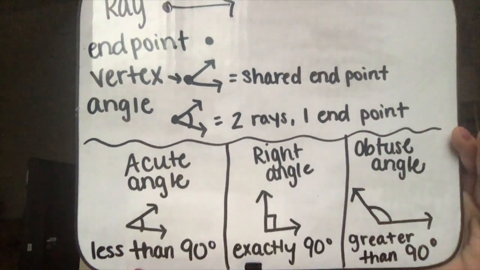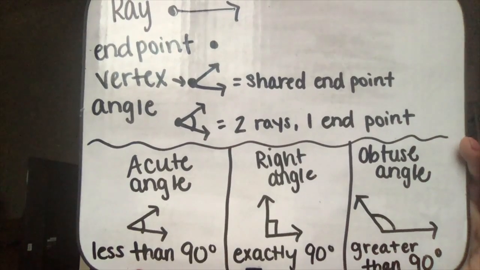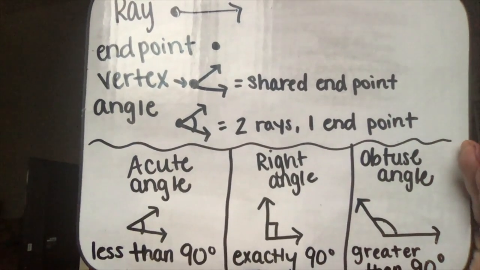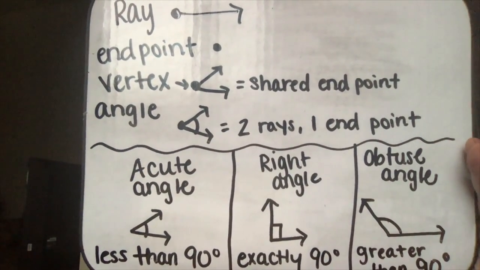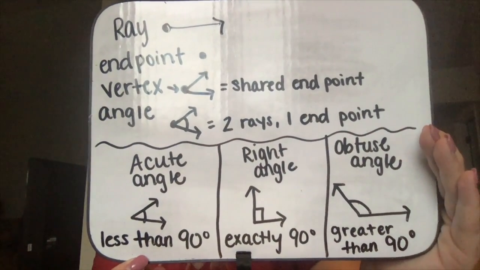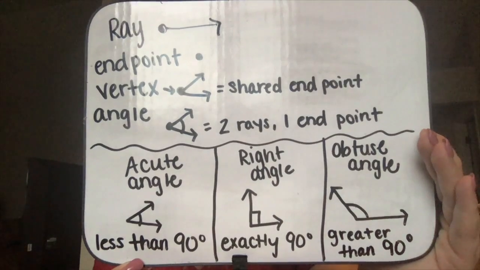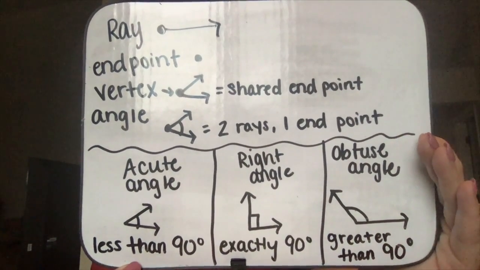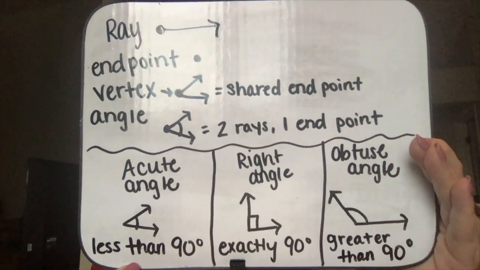We said acute angles are angles that are less than 90 degrees. Remember, I also said they're a cute little angle. They're small, they're tiny. They look like the slice of a pizza or a piece of a pie. They are smaller than 90 degrees.